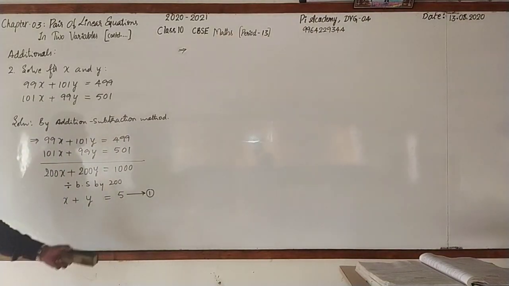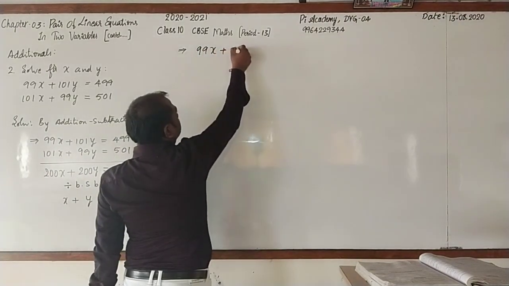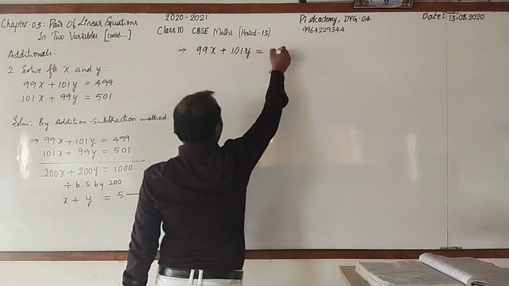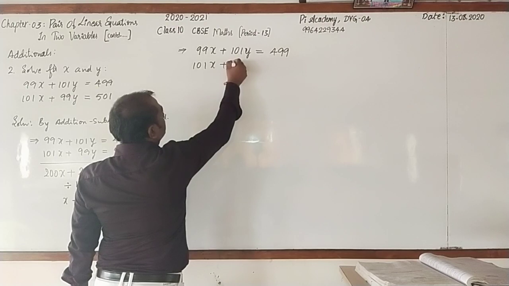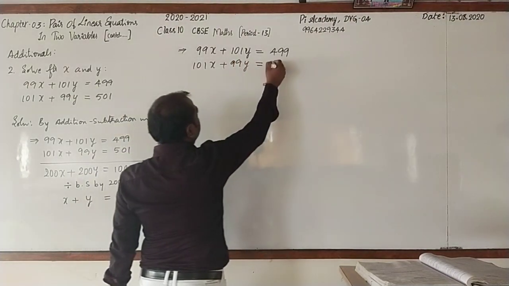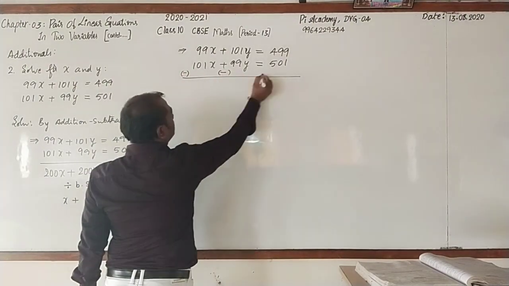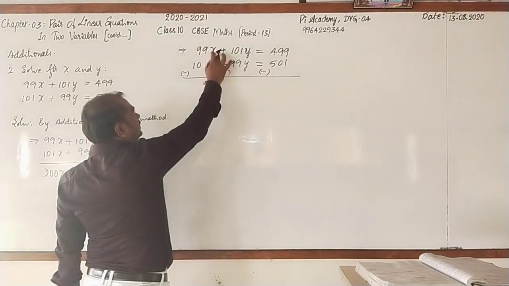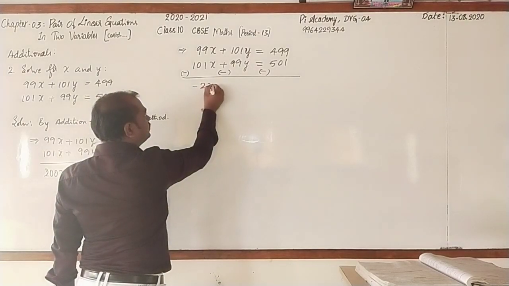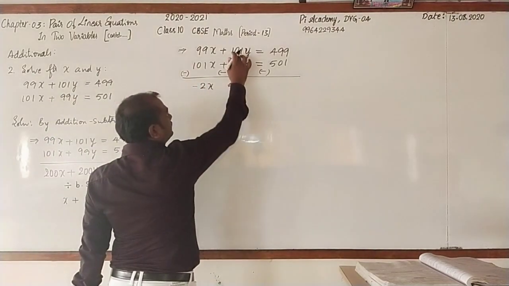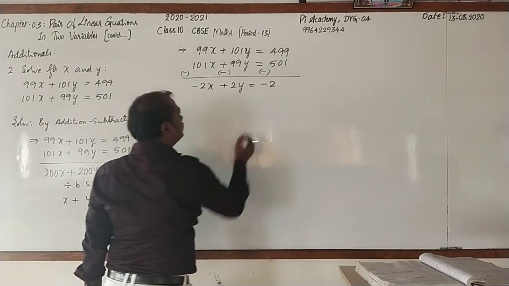Have you written up to here? Let's start writing from there. Again take the same equations: 99x plus 101y equals 499, then 101x plus 99y equals 501. Change the sign: minus, minus, minus. 99x minus 101x is minus 2x. Right? Then this is plus 2y. What about this? This is minus 2.